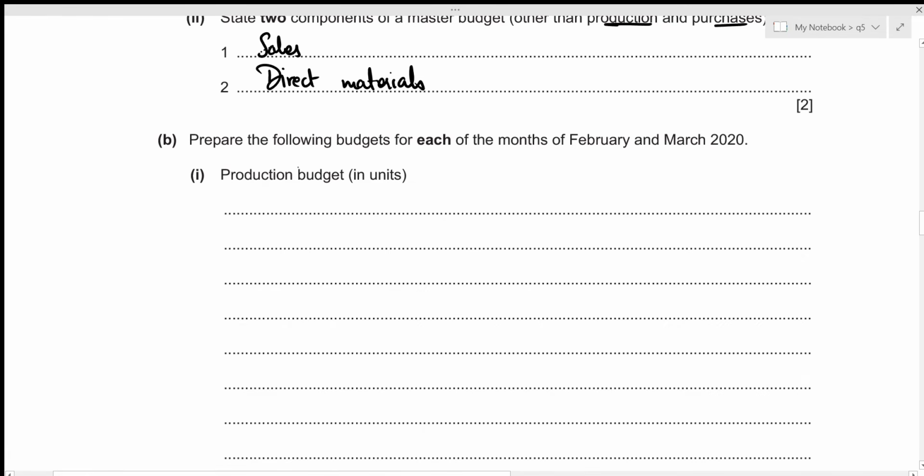For the first part, we need to prepare a production budget in units for each of the months of February and March 2020. Okay, so this is going to be for March, this is for February. And we are trying to figure out the production budget in units. So this just means that we need to figure out the number of units that we need to produce for each of the months of February and March 2020. So the very first thing that we will be starting with is going to be sales, because obviously if we are selling those goods, then those goods need to be produced as well, right? Then the next step would be to add all of our closing inventories.